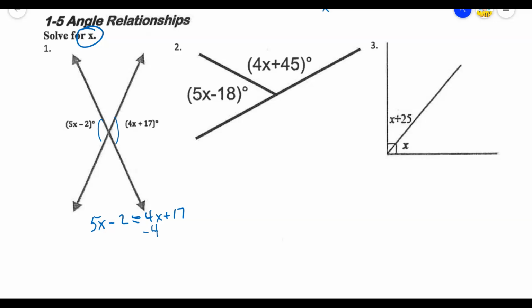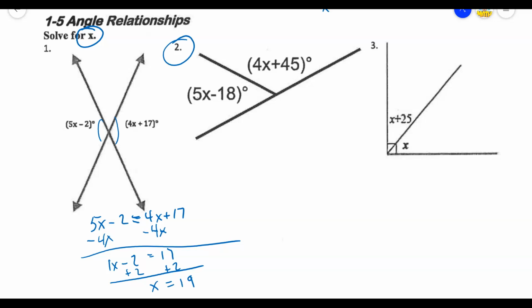Solves pretty quickly here. We subtract 4x from both sides. All right, so I have 1x right away, minus 2 equals 17. So we'll just add 2 to both sides. So I have x equals 19. That's all we had to do there, was solve for x, okay? Number 2, what's our equation to solve for x here?